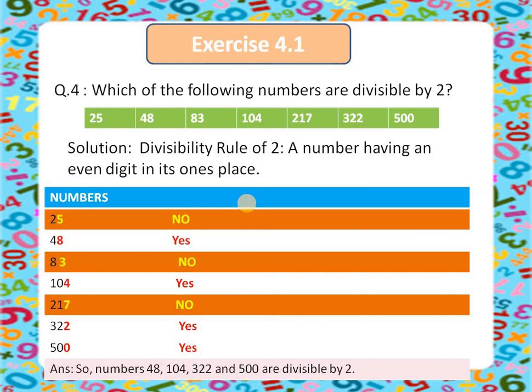And 500, if you look, 0 comes in the table of 2. 2 5s are 10. So yes. The answer which we have got here, so numbers 48, 104, 322 and 500 are divisible by 2.